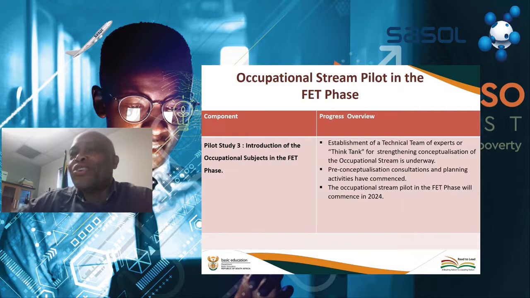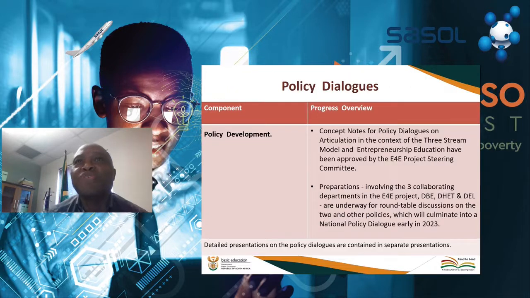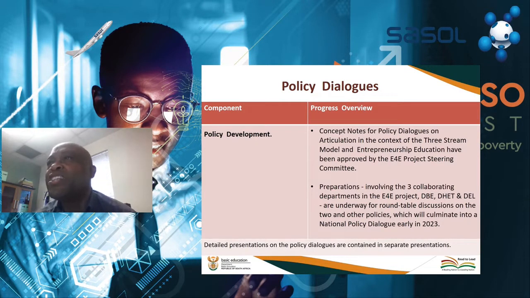Pre-conceptualization, consultations and planning activities have commenced. The occupational stream pilot in the FET phase, of course, as indicated a number of times, will commence in 2024. In terms of policy development, concept notes for policy dialogues on articulation in the context of the three-stream model and entrepreneurship education have been approved by the E4E Project Steering Committee.